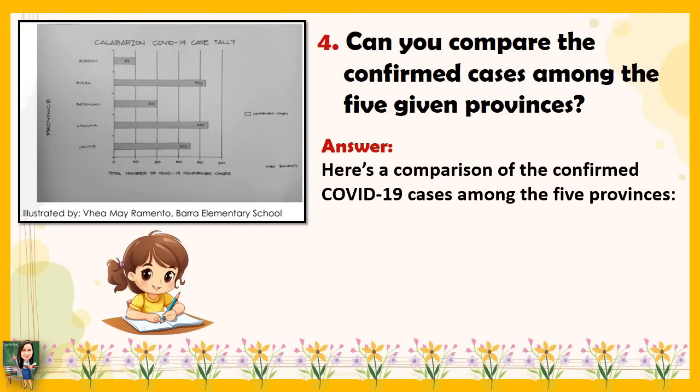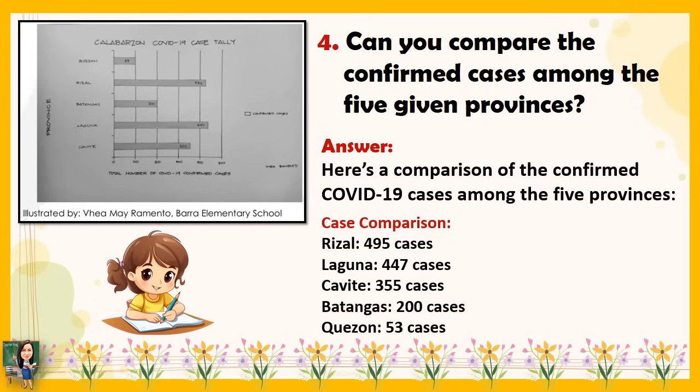Here's a comparison of the confirmed COVID-19 cases among the 5 provinces. Case comparison. Rizal has 495 cases. Laguna has 447 cases. Cavite has 355 cases. Batangas has 200 cases. And Quezon has 53 cases.